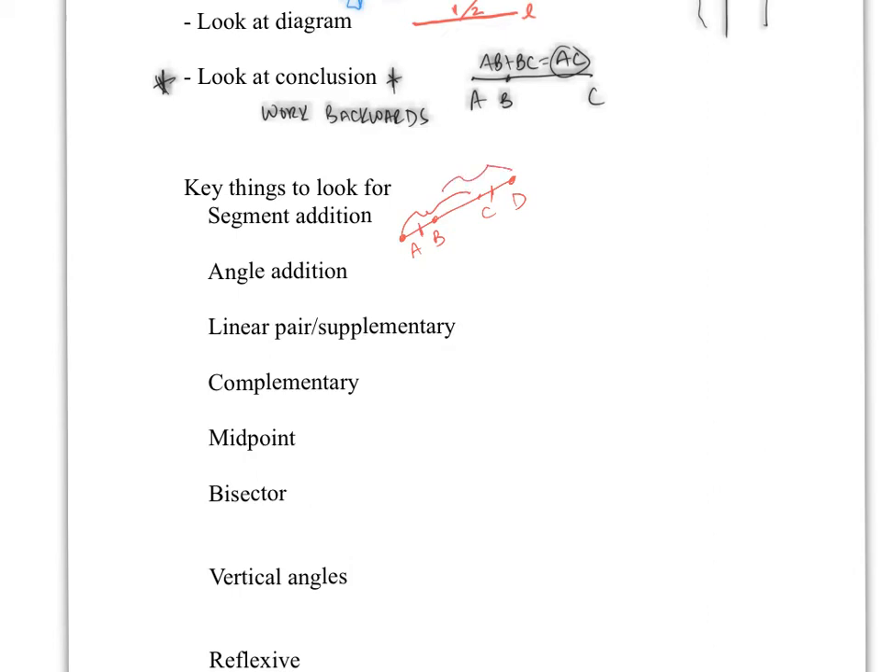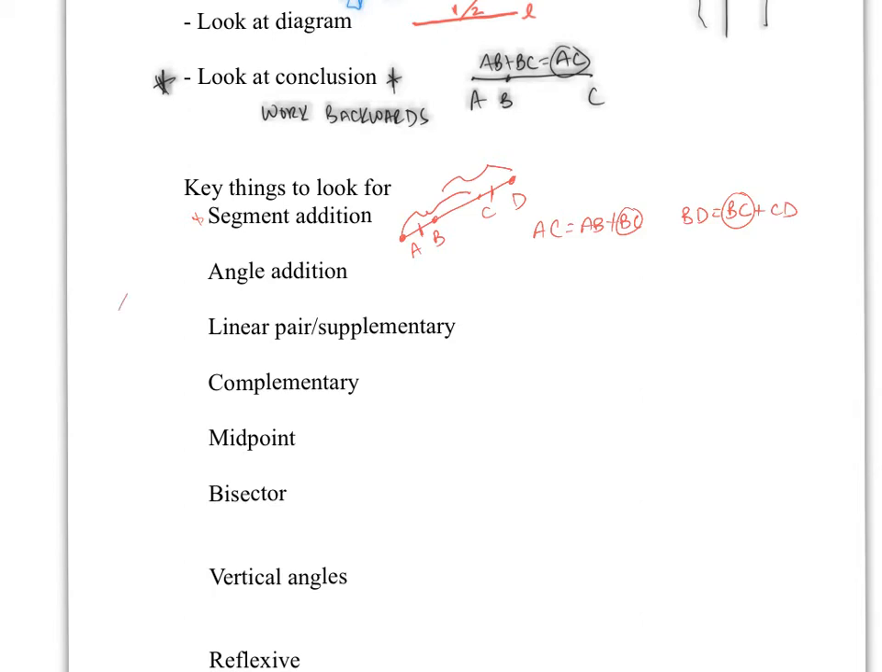Well, this is a pure segment addition one because right away when you look at this diagram, you can tell me that AC is made up of AB plus BC. And then you could say BD is made up of BC plus CD. So right away I said something, and then you should notice that both of them have something in common. And you can kind of put that together and piece it from there.